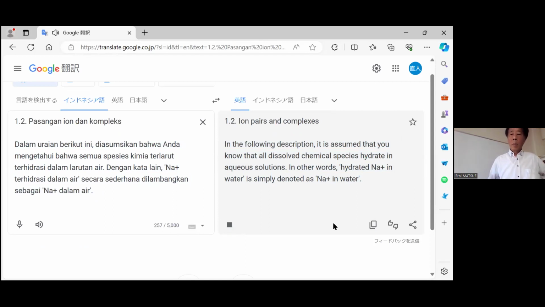1.2. Ion pairs and complexes. In the following description, it is assumed that you know that all dissolved chemical species hydrate in aqueous solutions. In other words, hydrated Na+ in water is simply denoted as Na+ in water. Because all ions are hydrated. Sodium in water: in this case, sodium Na+ is hydrated.